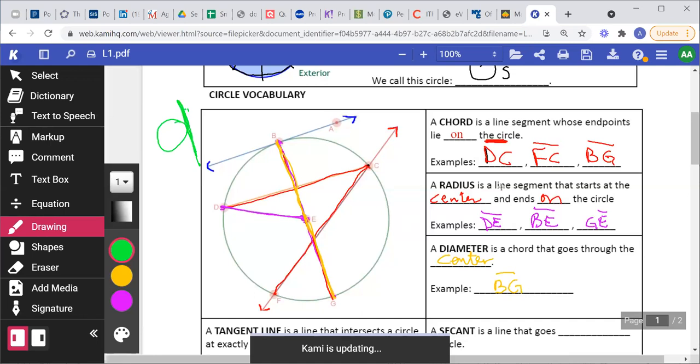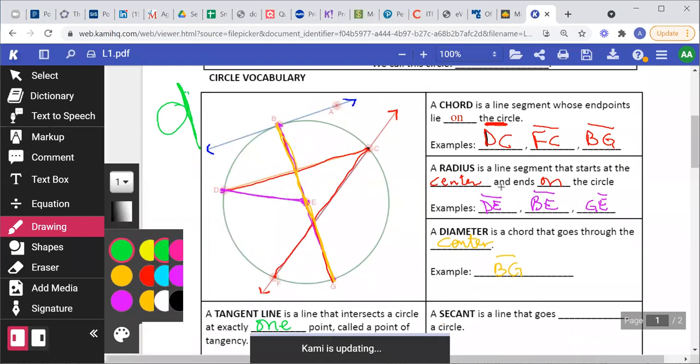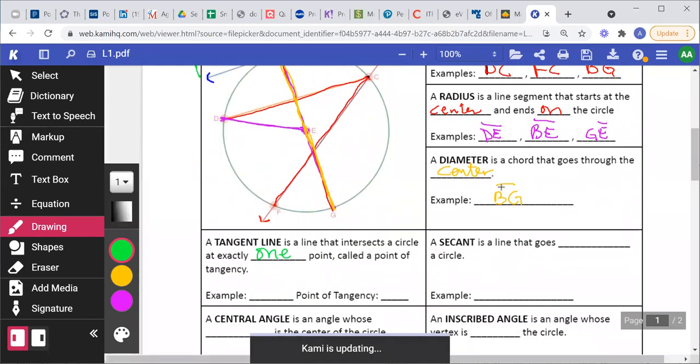So here, can someone name a tangent line? We only have one here. Can someone name it? BA. Okay, BA. The blue line here is a tangent line. So I'm gonna name it BA. And the symbol of tangent is different from chord and radius and diameter. To show the tangent line, you have to put a straight line and then put start and end arrows, okay? This shows the symbol of tangent line, okay?